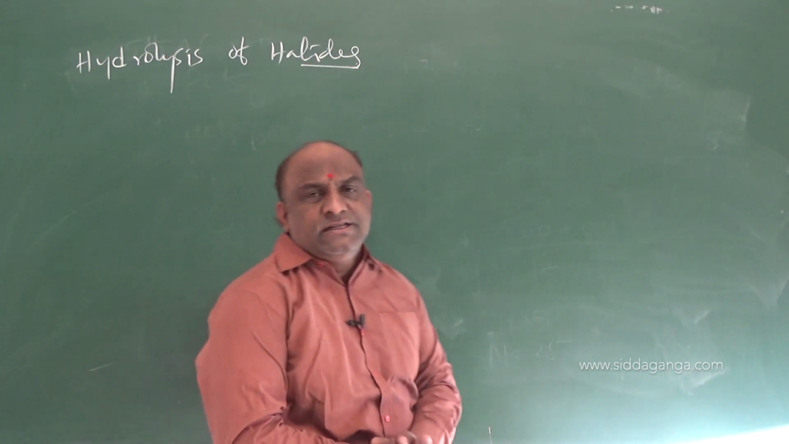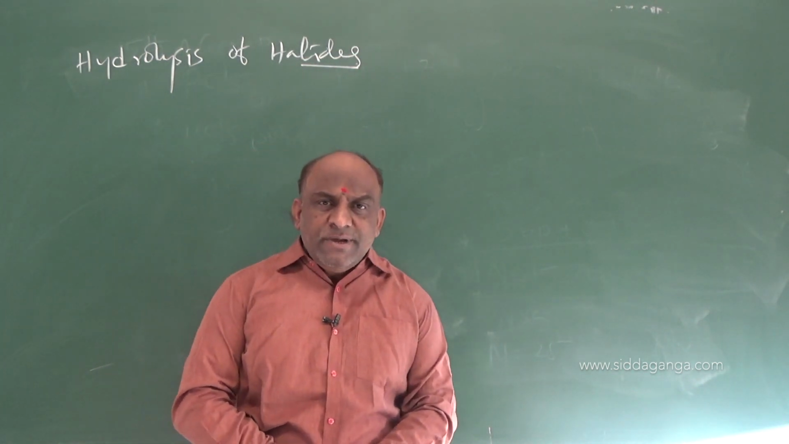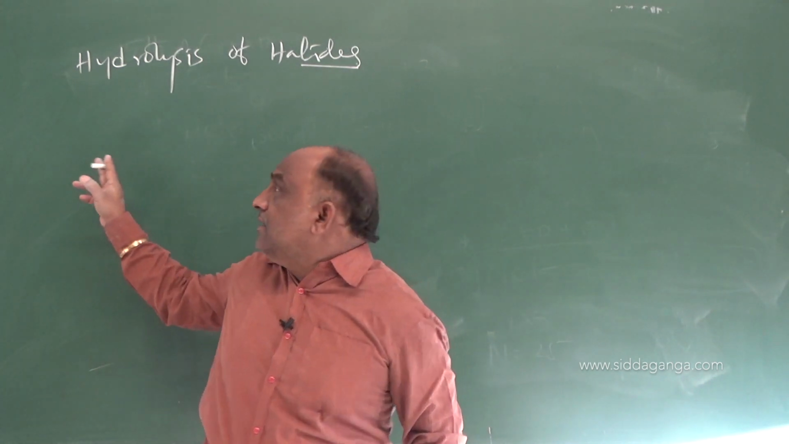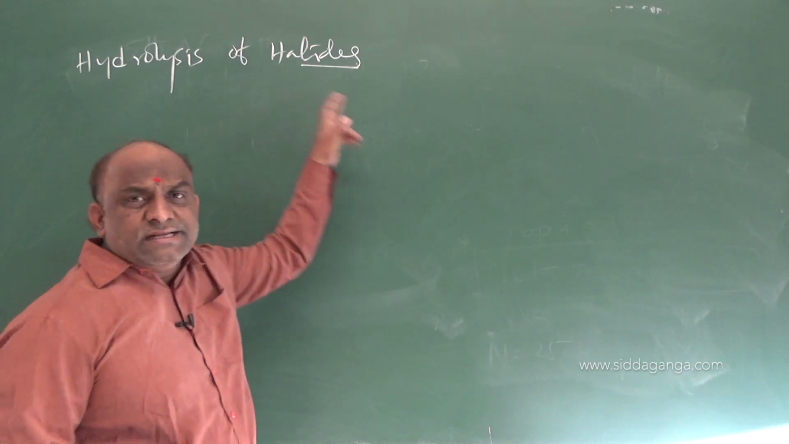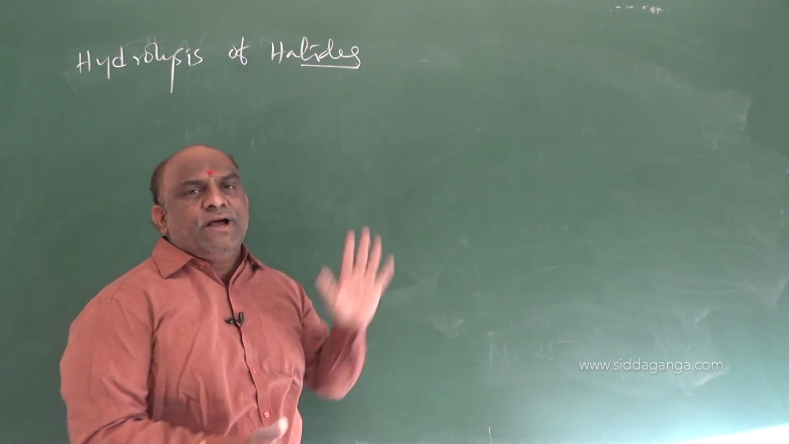Hydrolysis of halides. Hydrolysis means addition of water. Addition of water to halides. Already we know that two types of halides are there: EX3 trihalides and EX5 pentahalides.